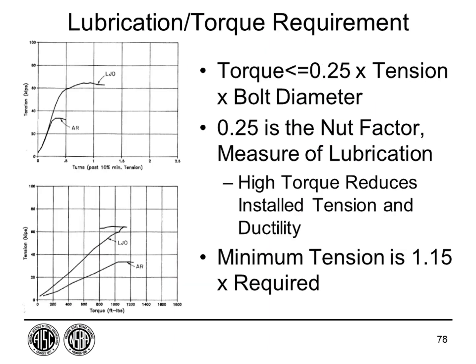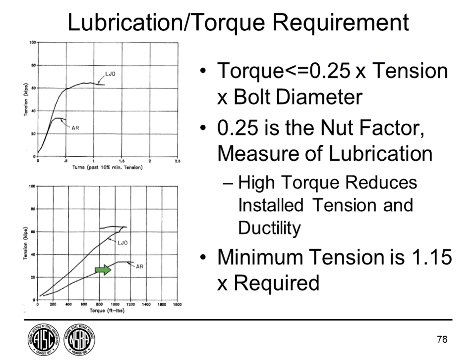So this is just to show you what happens. Again, if we look at tension and turns past 10%, this is as received and this is lubricated. Down here are those same bolts, and we're plotting tension versus torque. And you can see that this one with poor lubrication has very high torque but very little tension. This shows you the weakness of using torque to control.